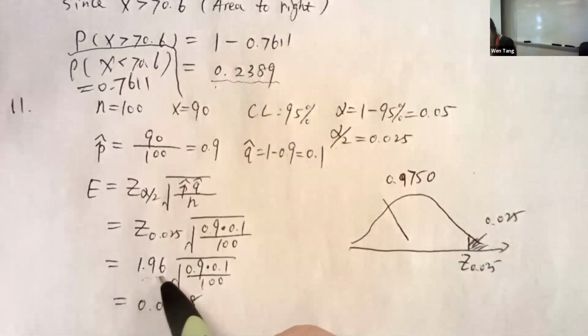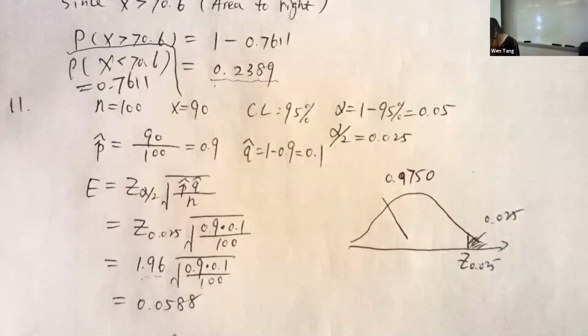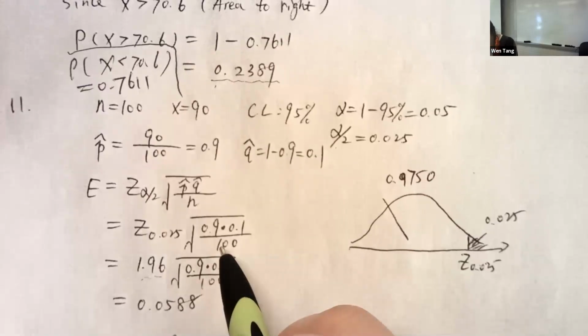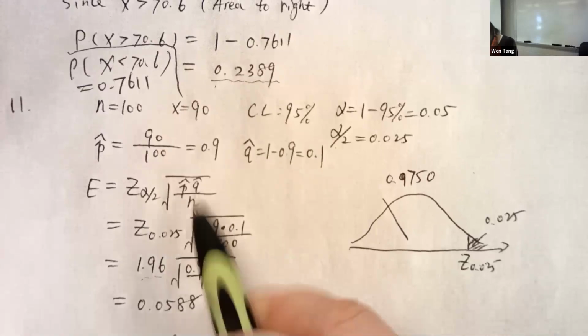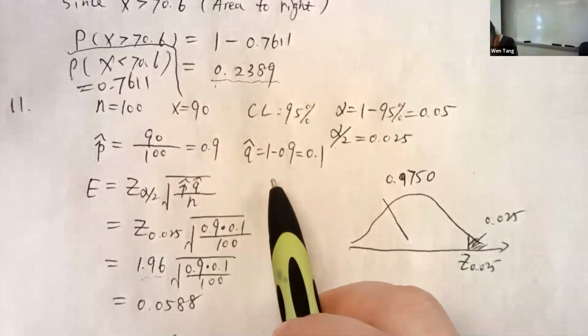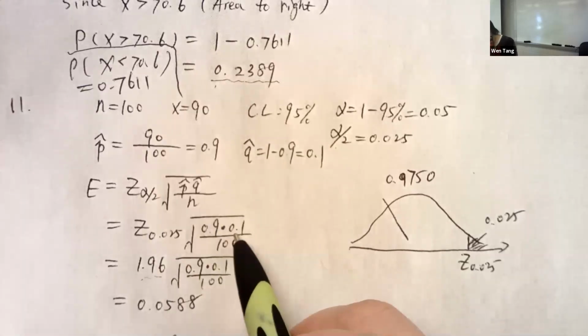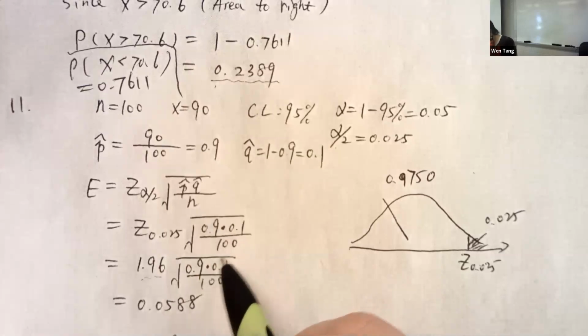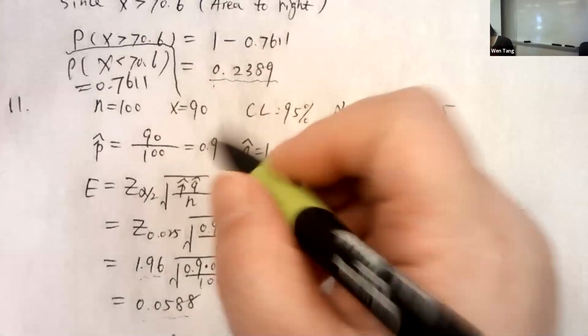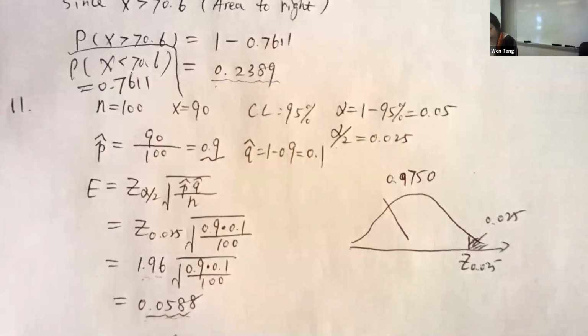If you're already very familiar with this critical value, you will realize this is the most common one: 1.96. 1.96 is just z sub 0.025. So next step, just plug it into the formula. Okay, so we know p hat is 0.9. Of course, q hat is always 1 minus p hat, so it's 0.1, divided by the total number. After that, you will get the margin of error.